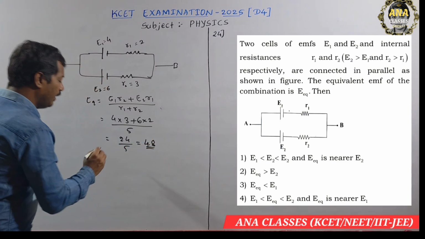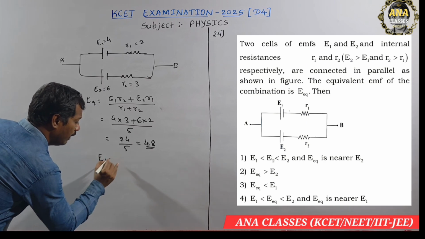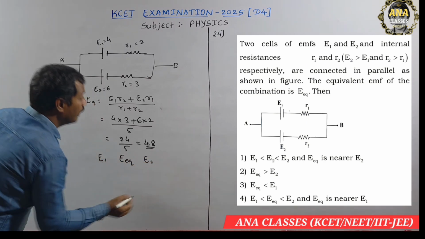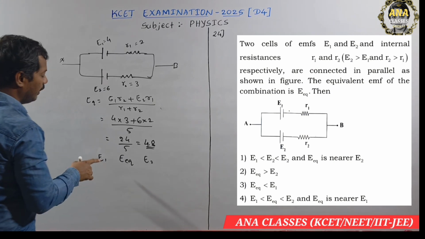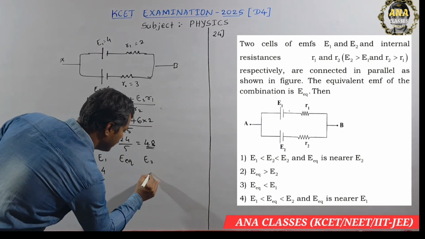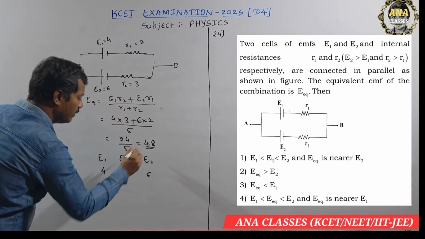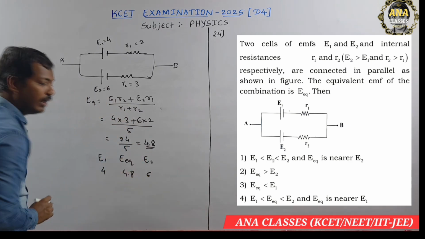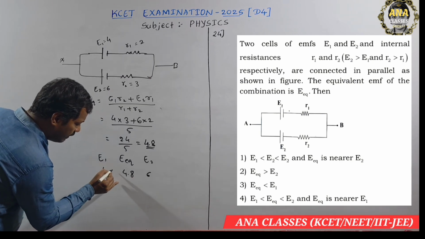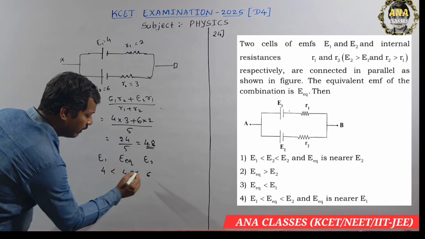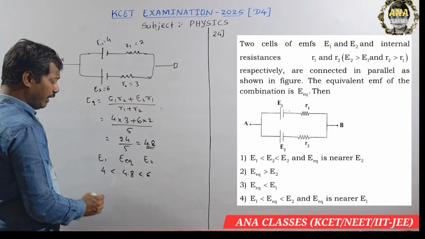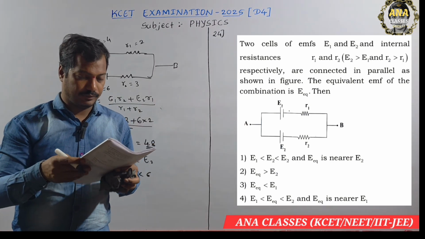E1 equal to how much? 4. And E2 equal to how much? It is 6. E equivalent is equal to how much? 4.8. The relation should be: E1 is less than 4.8 and 4.8 is less than E2. So the fourth answer is correct.